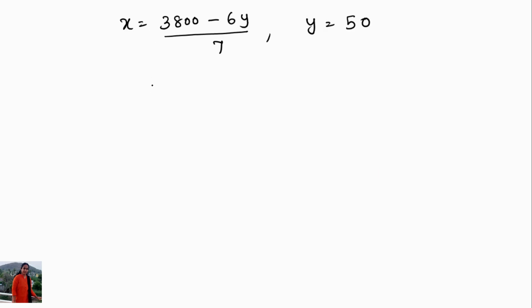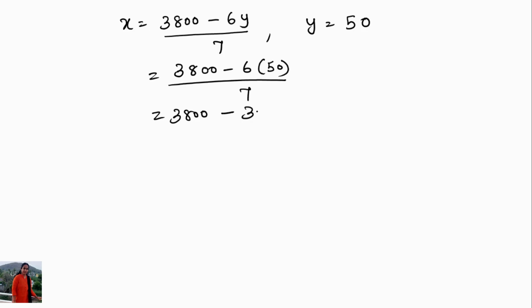We got y is equal to 50. So we are substituting here. So if we substitute here, 3,800 minus 6 into 50 divided by 7, which is equal to 3,800 minus 6 by 30 divided by 7. So 3,800 minus 300 is 3500 divided by 7. So it goes 5 times. 5 sevens are 35. So 2 zeros. So we got x is equal to 500 and y is equal to 50.